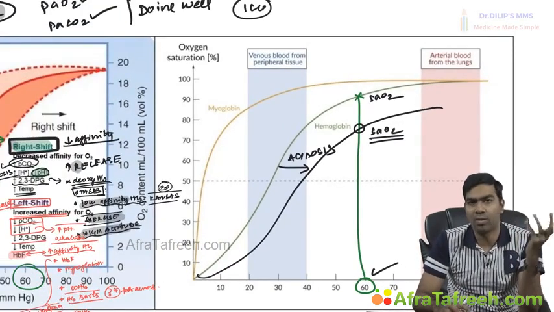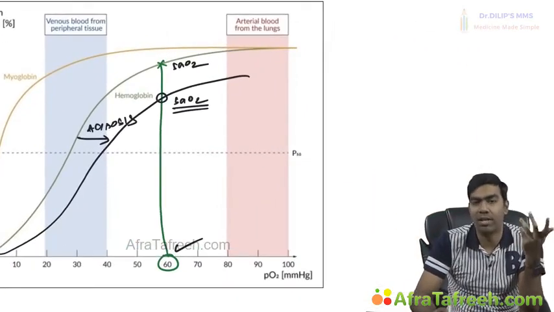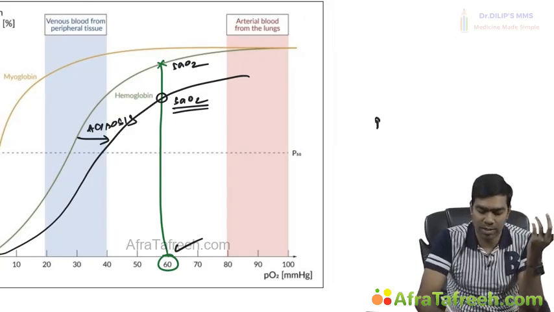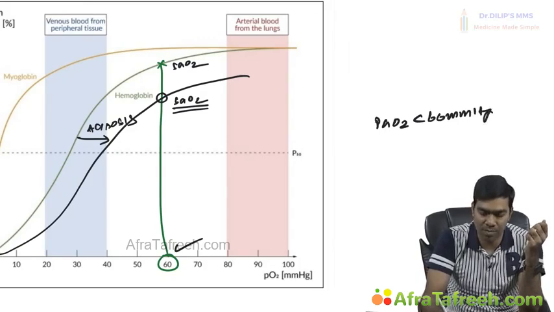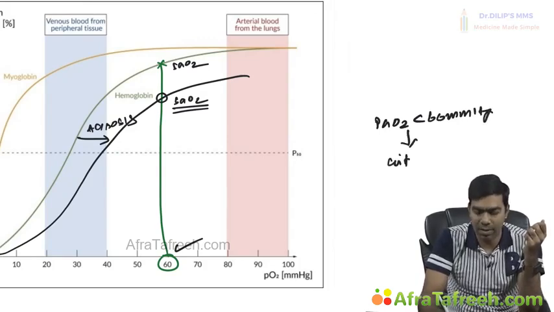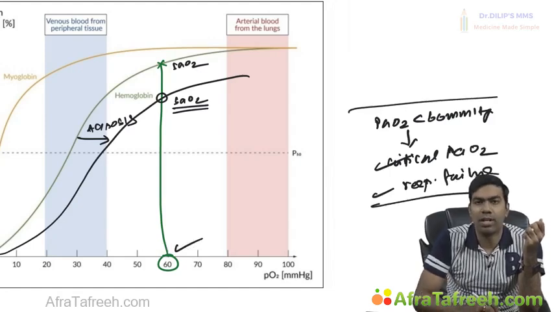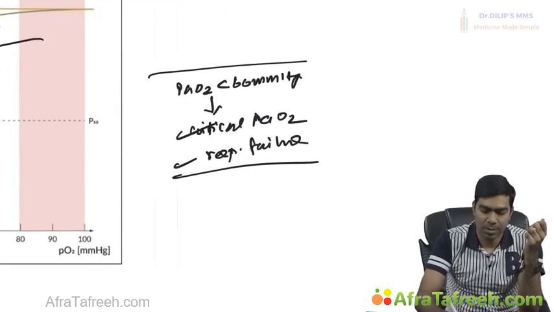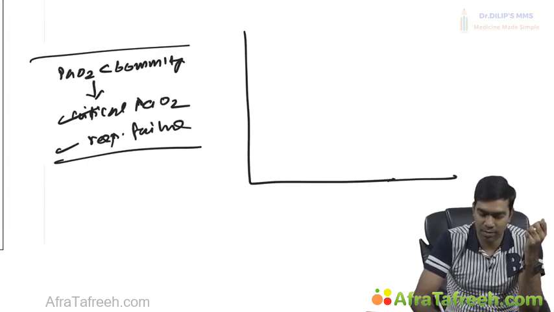And similarly, there is one question I usually ask: why is respiratory failure defined as, for example, whenever your PaO2 is less than 60 millimeters of mercury? This forms the definition of a critical PaO2, as well as the definition of respiratory failure. So what is the reason for that? Again, if you take the oxygen hemoglobin dissociation curve, so this is the curve, isn't it?